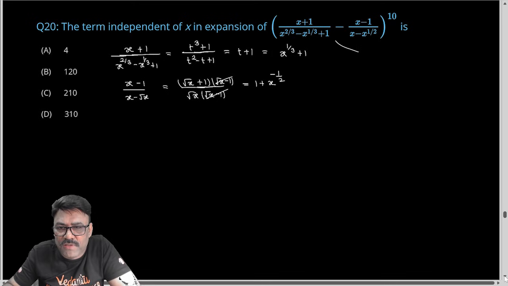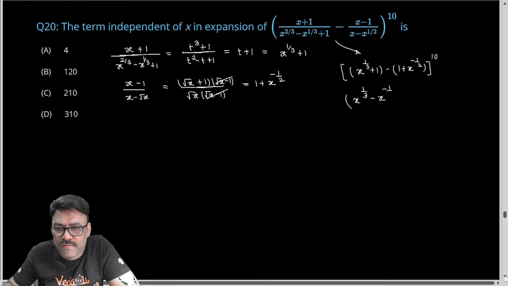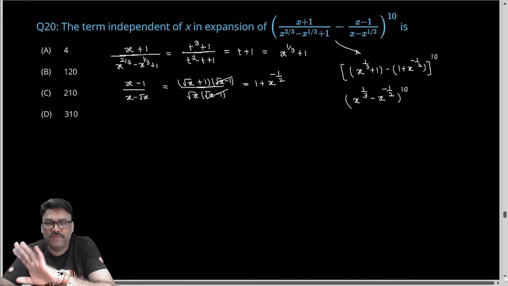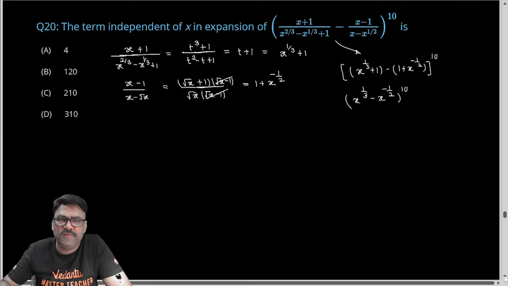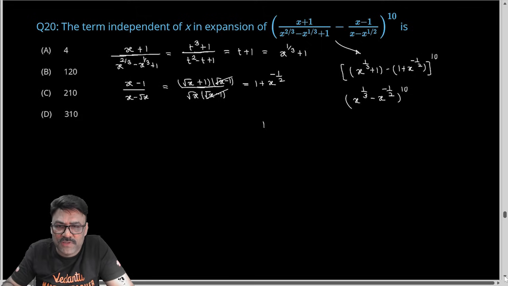So now I can say that this binomial expansion can be written as x raised to 1 by 3 plus 1, minus 1 plus x raised to minus half, and the whole raised to 10. So basically this binomial expansion is x raised to 1 by 3 minus x raised to minus half, whole raised to 10. So now this binomial expansion is in a very simple form, x raised to 1 by 3 minus x raised to minus 1 by 2, raised to 10. And since I need the term independent of x, let's find the general term T r plus 1. T r plus 1 is what?